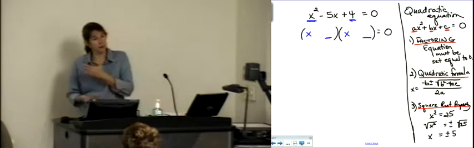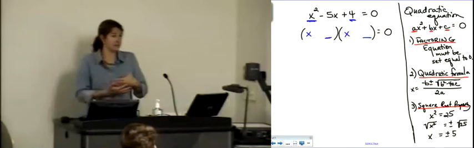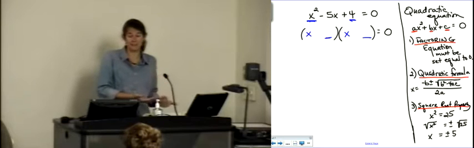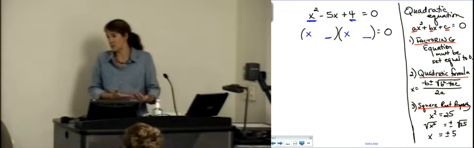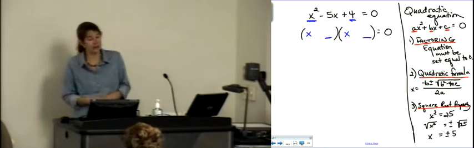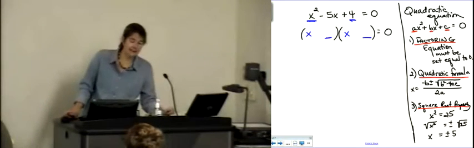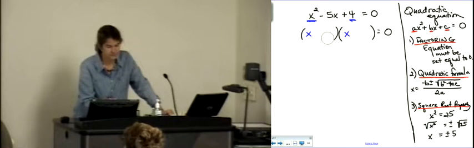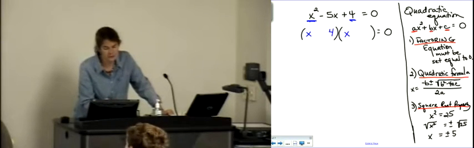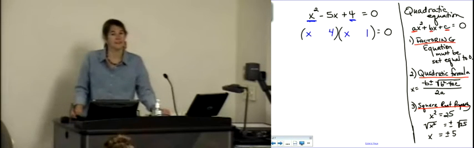So I want numbers I can multiply to get 4, but when I combine them through addition or subtraction, I get 5, actually negative 5 to be specific. But first I might just want to think about my values. What can I multiply to get 4 but add to get 5? 1 and 4. Yeah, 4 and 1. Okay, it's like a puzzle. We're filling in the pieces here, okay?